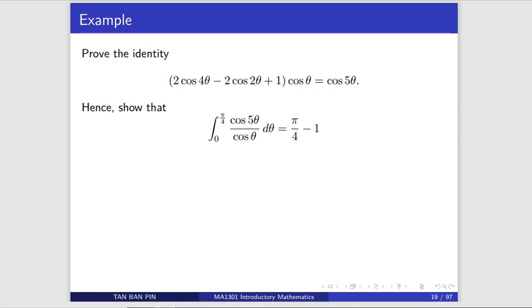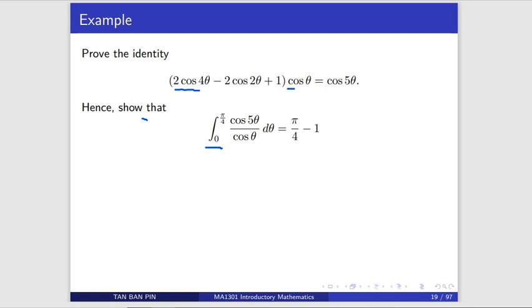In this question, you are asked to prove the identity and then show that the integral from 0 to pi over 4 of cosine 5 theta over cosine theta d theta is pi over 4 minus 1. We will first prove the identity.